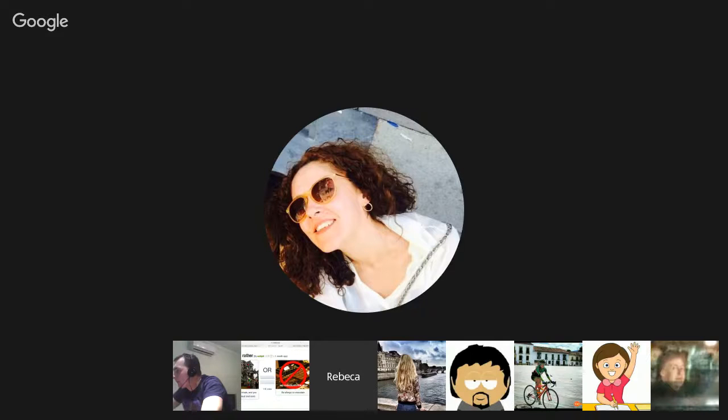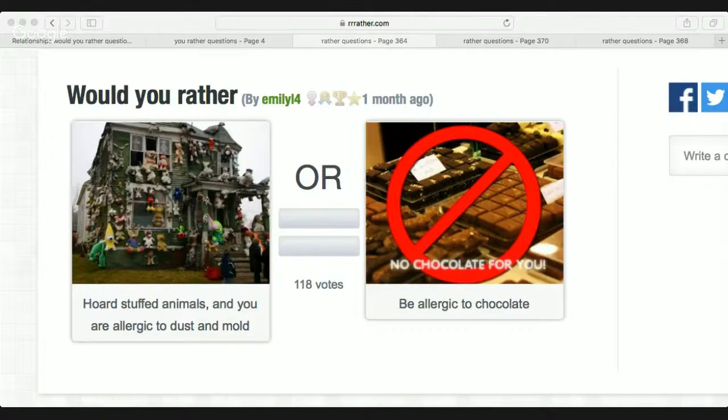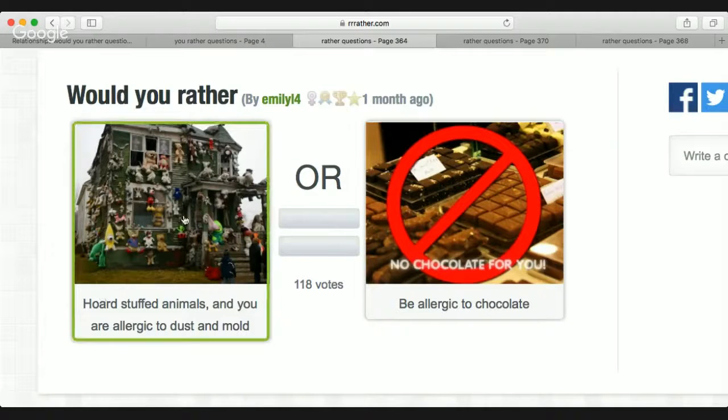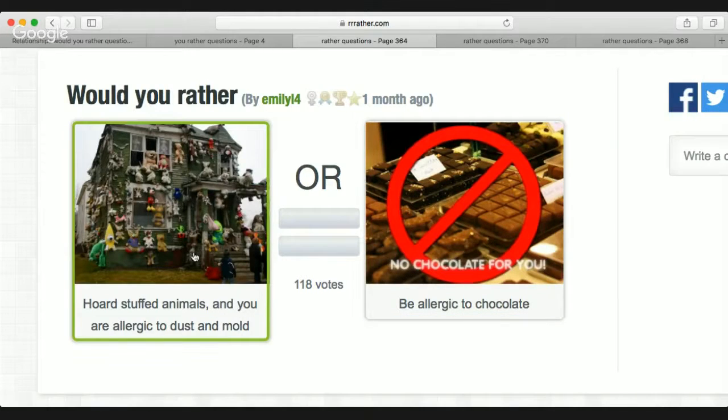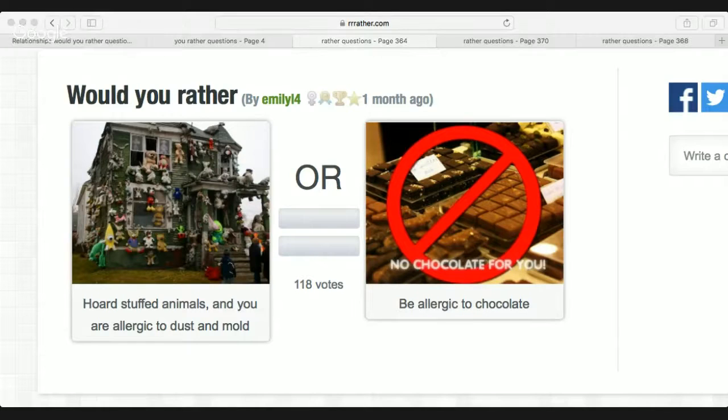Good. So this is ridiculous, but basically, would you rather be allergic to stuffed animals and you can't escape them, or allergic to chocolate? So in the first one, you're sneezing all the time, sniffly. Okay, I get it. It's ridiculous, but okay. All right, let's try it out.